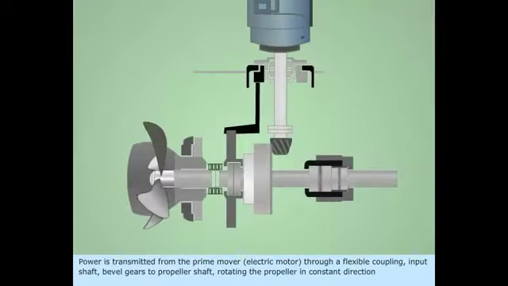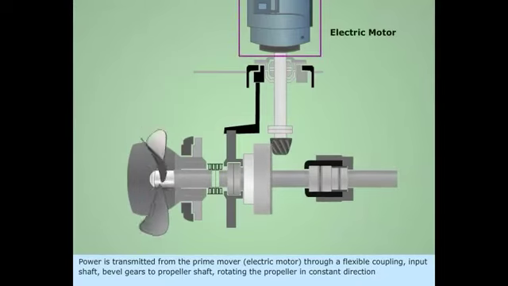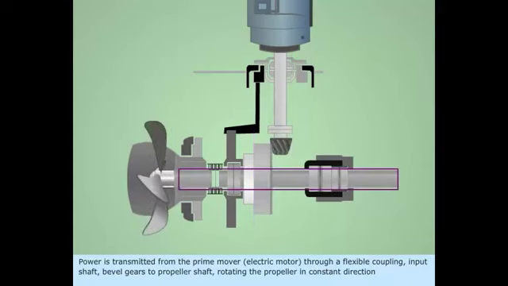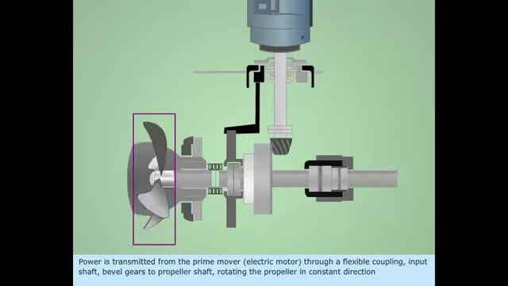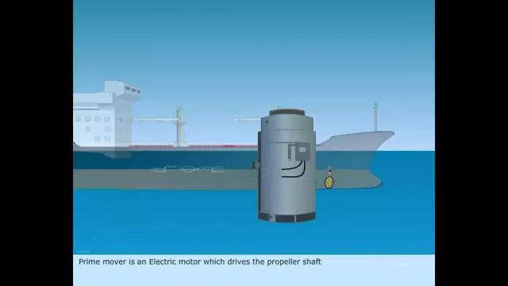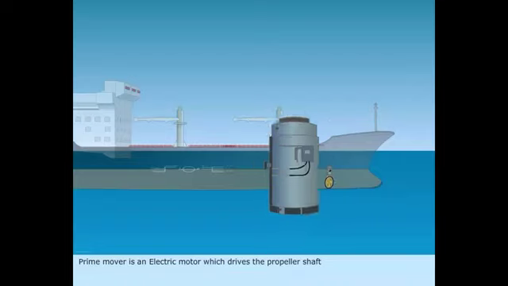Power is transmitted from the prime mover or electric motor through a flexible coupling, input shaft, bevel gears to propeller shaft, rotating the propeller in constant direction. Prime mover is an electric motor which drives the propeller shaft.